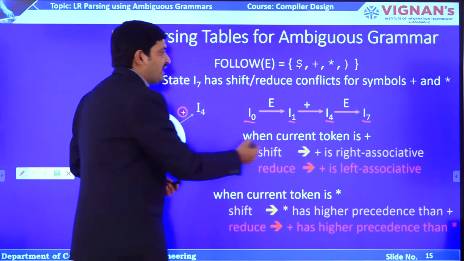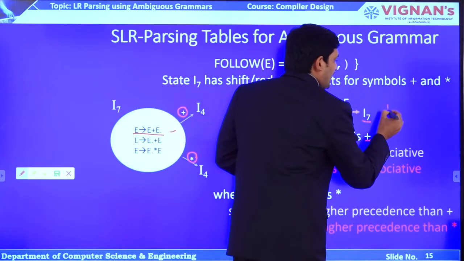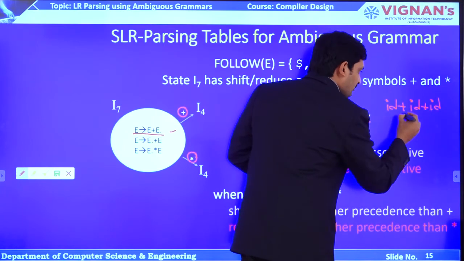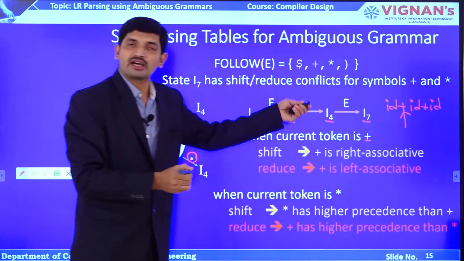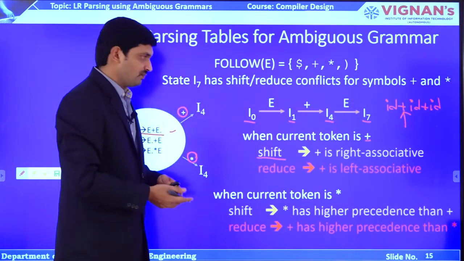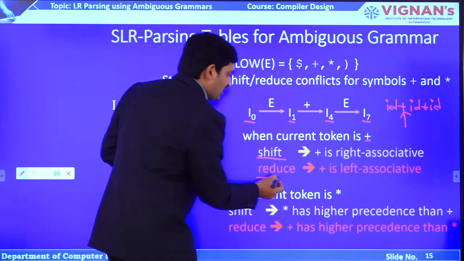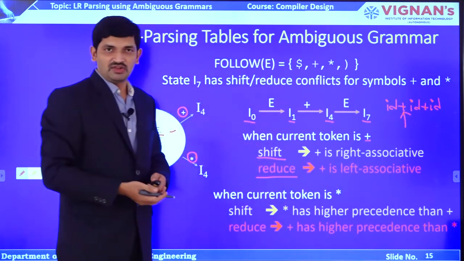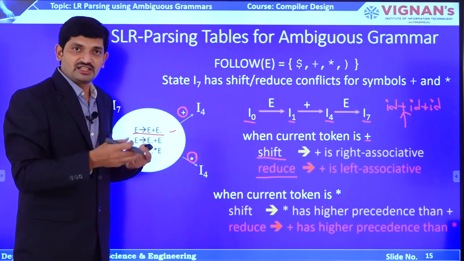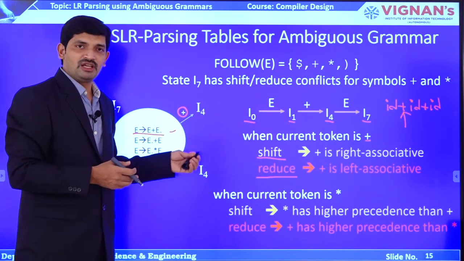Now, when the current token is plus, how do we find the current token? If the input expression is id plus id, and the lookahead is pointing to plus, then the current token is plus. We have to apply the shift operation when plus is right associative, and we apply the reduce operation when plus is left associative. So, we apply the associativity rules and the precedence rules as in the operator precedence parser. The same things we are going to apply here.